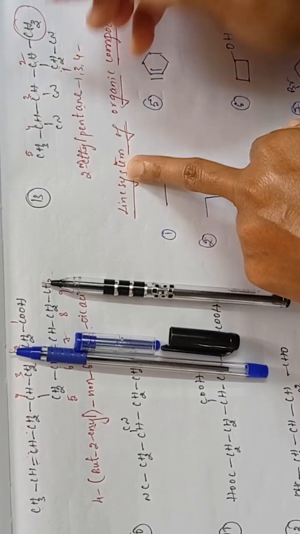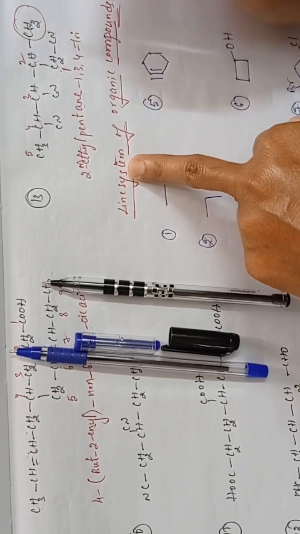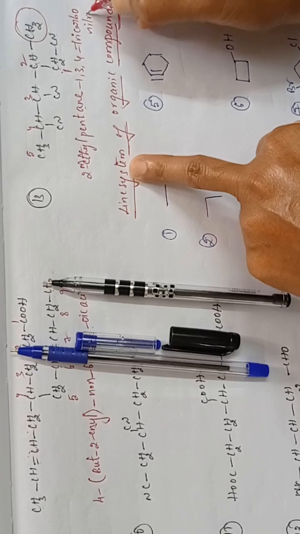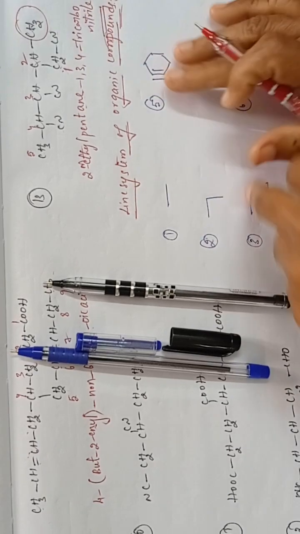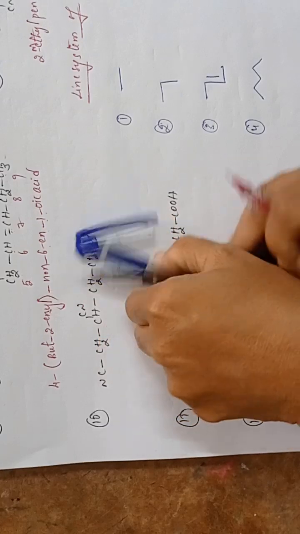1, 3, 4. Total how many are there? The same functional groups, 3 are there. Tri. CN's general name is carbonitrile. Carbonitrile. So this is the compound name. Clear? Now take this compound.